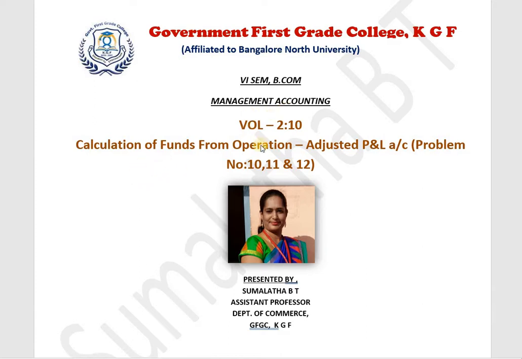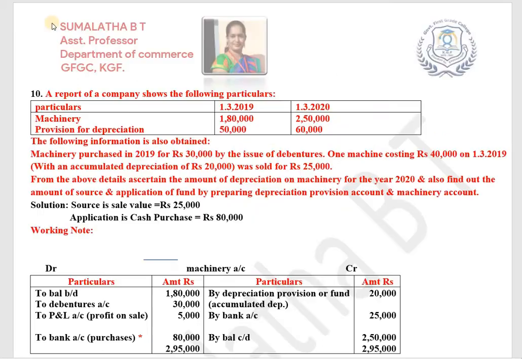So, we'll be continuing with the calculation of funds from operation. In the previous class, we also discussed some slight changes in how the questions will be asked in a different way. Let us continue with the calculation of funds from operation by preparing the adjusted P&L account. In today's class, we will be seeing some of the changes or adjustments, and how the questions will be asked. Let us get into the problem.